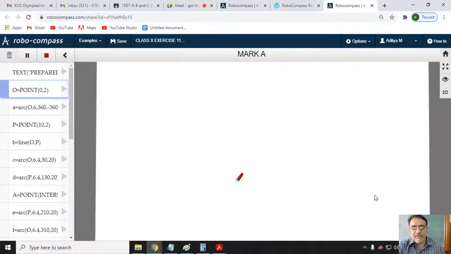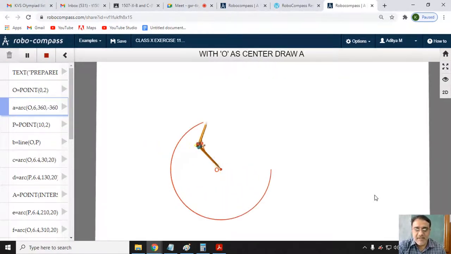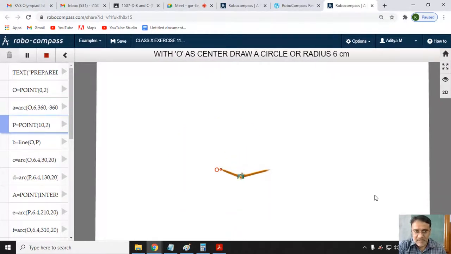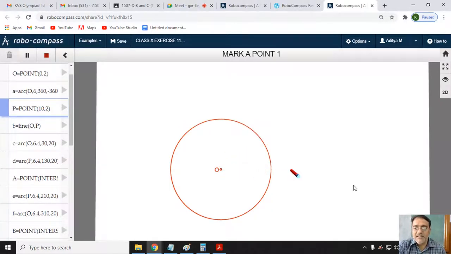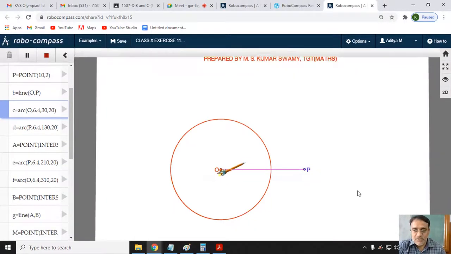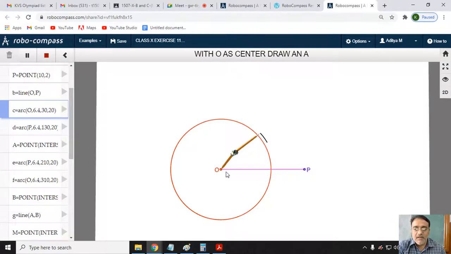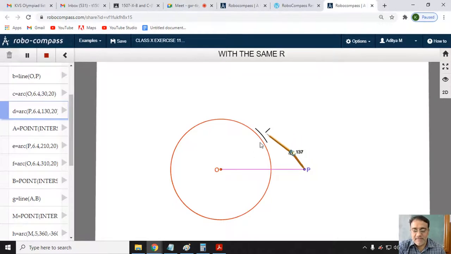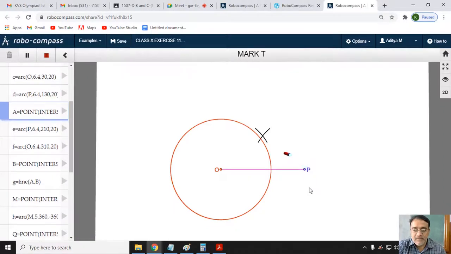First we have to take center O, and with radius 6 centimeter we are going to draw one circle. Now we have to take one point 10 centimeter away from the center, point P. Join OP. Now we have to draw the perpendicular bisector of OP. So with center O and radius more than half of OP, we have to draw arcs from both sides. Both sides with center O and P. Okay, so it will intersect at point A.